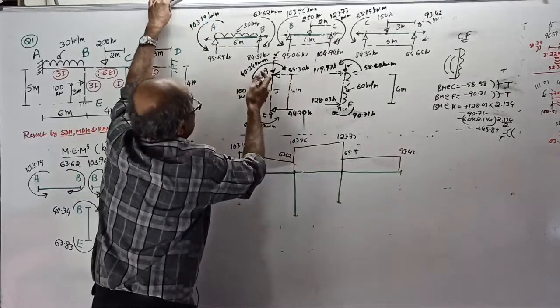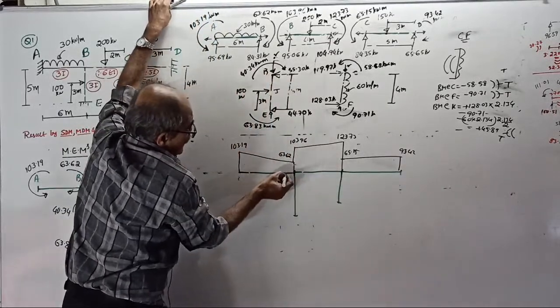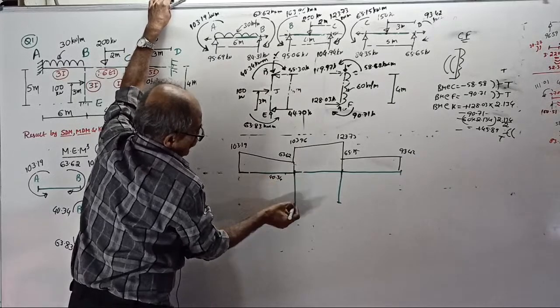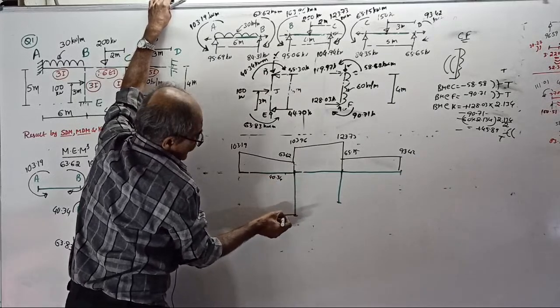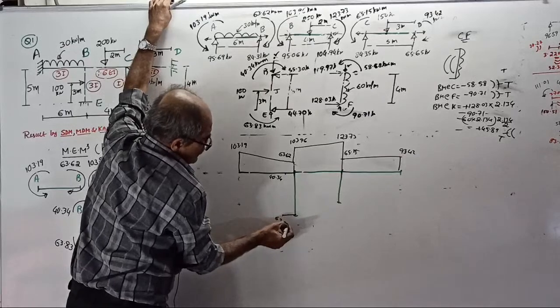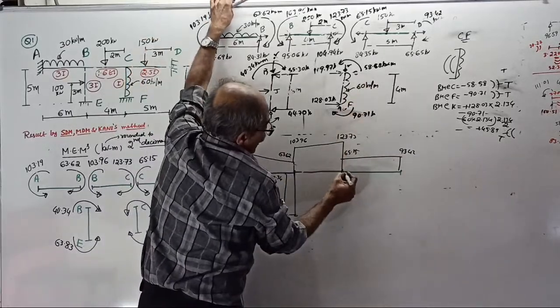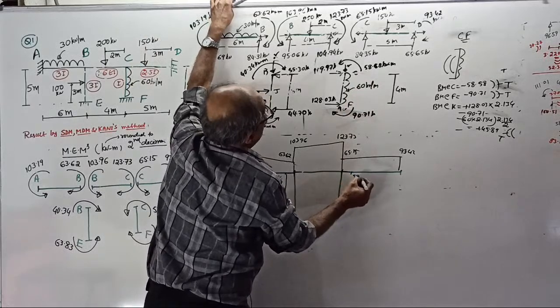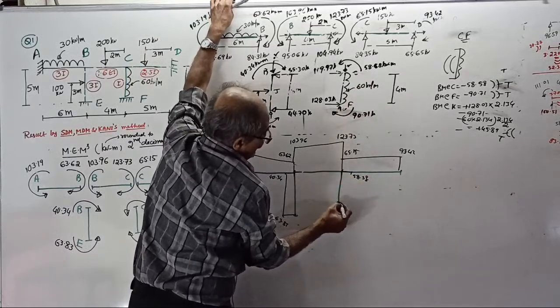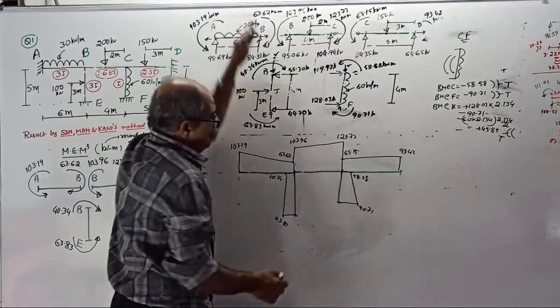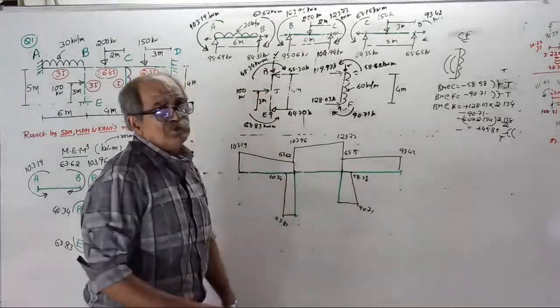Here the tension is on the left side. Left side: 40.34 here, 63.83, joined by a straight line. Here on that side 58.58, here 90.71, join. Now over this one superimpose the BMD.